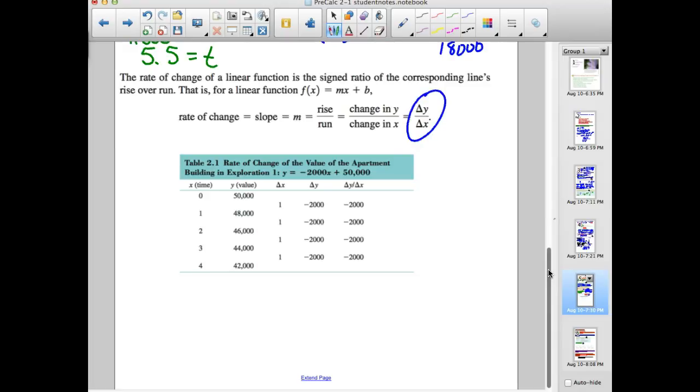All right, so based on that apartment building, at time 0 we had a value of $50,000. 1 year later, it was down to $48,000. Our change in x was 1. Our change in y was negative 2,000. So the change in y over change in x comes out to be negative 2,000. And that is constant. It's going to keep going down $2,000 for every year we go up.